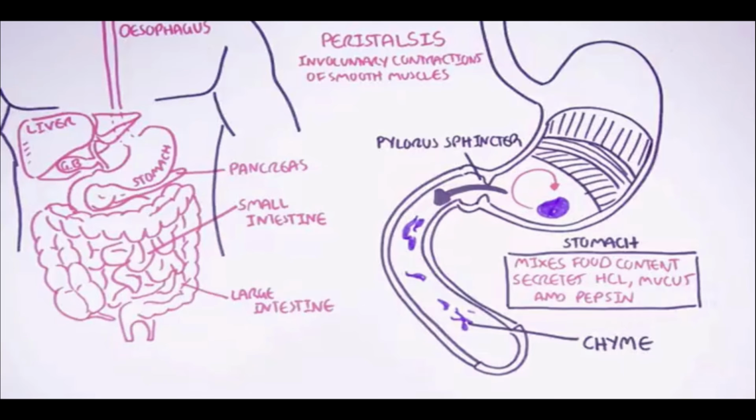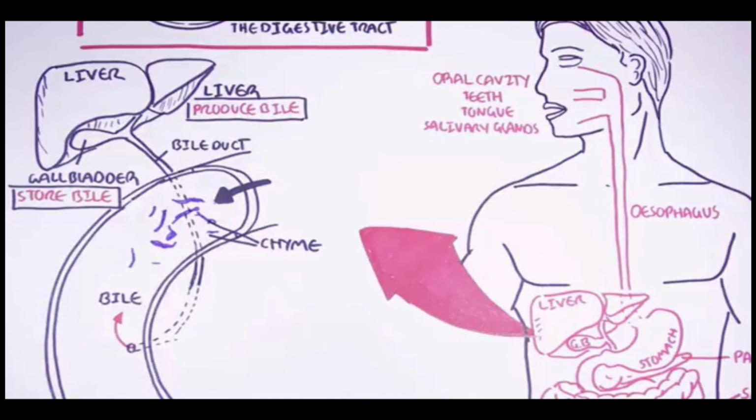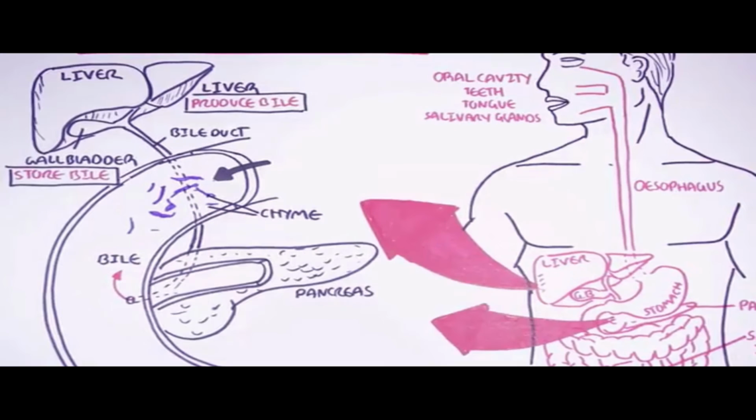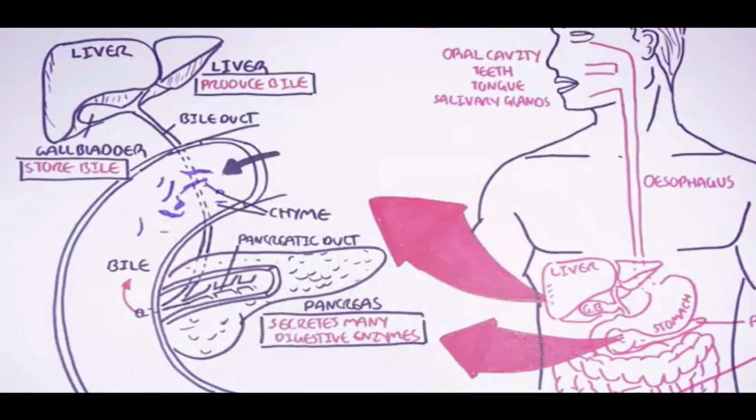So the other organs that help in digestion are the liver and the gallbladder, which produce bile. It goes to the small intestine through the bile duct. The pancreas is an organ that also helps in digestion. The pancreas secretes different digestive enzymes.